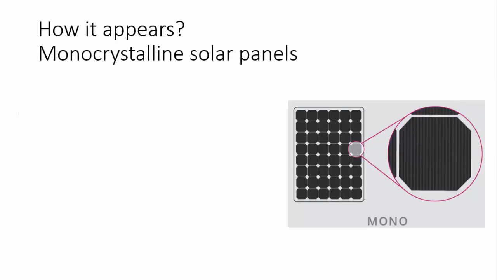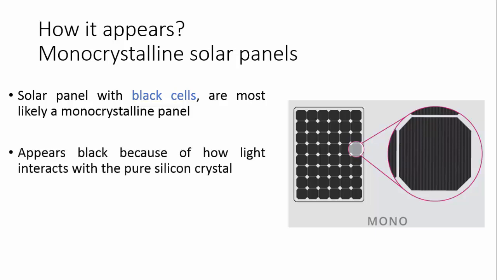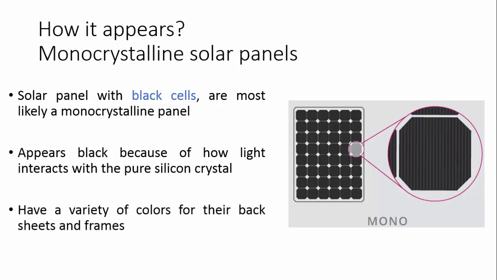And let us come to the appearance of the panel. First of all, we will see the appearance of monocrystalline solar panels. Monocrystalline solar panels appear black. That is because of the interaction of light with the silicon crystal. Generally it appears black, but the back sheets and the frames are made in different colors in order to have good aesthetics.